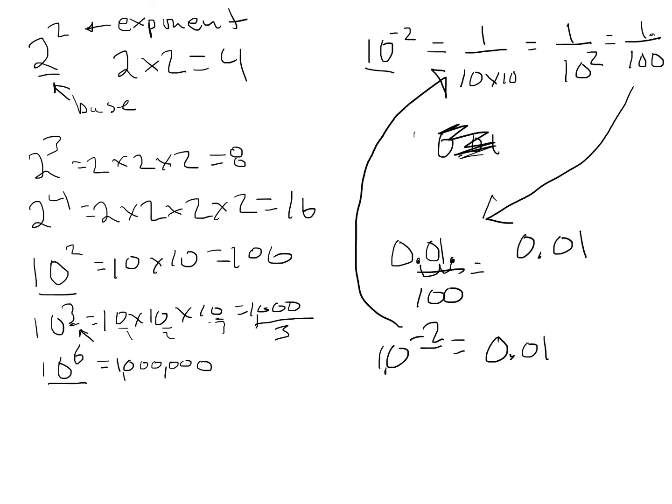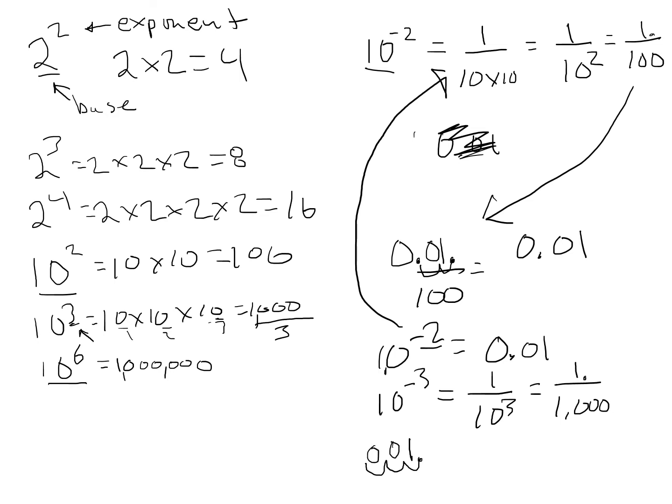Let me give you another example. 10 to the negative third is going to equal, I'll do it the long way, 1 over 10 cubed, or 1 over 1,000. When you're dividing something by 1,000, it means you're going to take the decimal point and move it to the left 3 spaces. So 1. Here's our decimal point. We're going to move it 3 spaces to the left. 1, 2, 3.